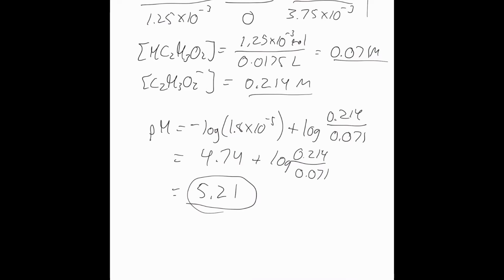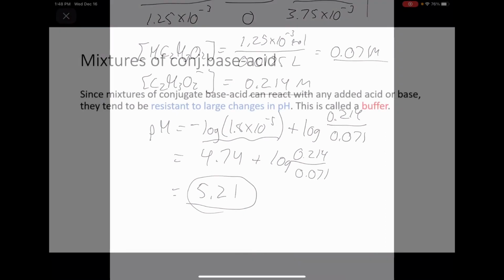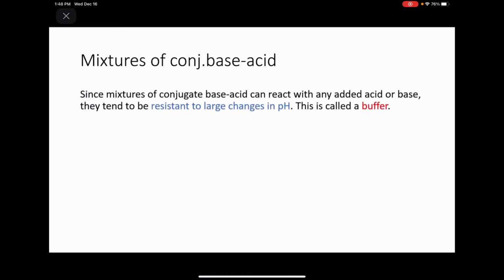So you can see we saved a lot of time. The pKa of acetic acid is always 4.74, if you remember the pKa's. Then we plug our concentrations into the Henderson-Hasselbalch and we have the pH. Now we know how to solve problems much more easily for the pH if we have this mixture of a conjugate base and a weak acid.